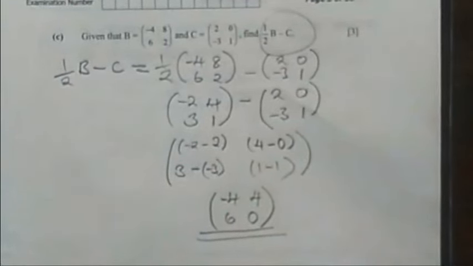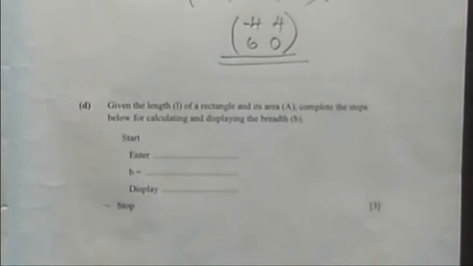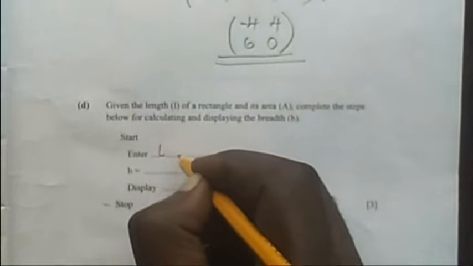Once we have done this, we can go to the next question, which is: given the length L of a rectangle and its area A, complete the steps below for calculating and displaying the breadth, which is B. So what you need to enter first is what we are given. We are given a length and area. So here you enter LB. Then once I've done that, here they want us to have a formula.